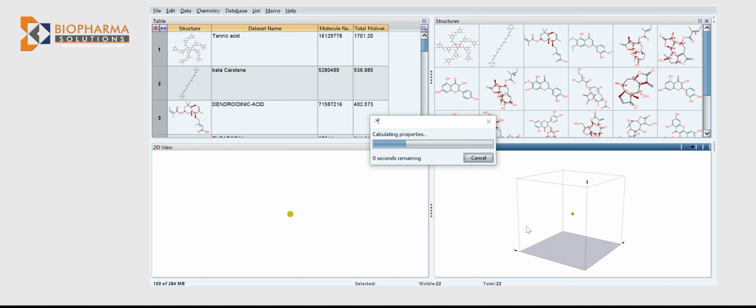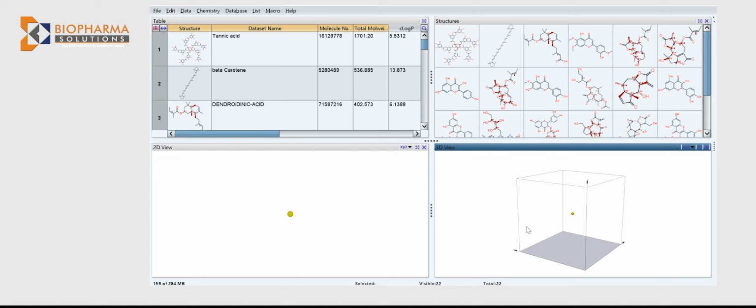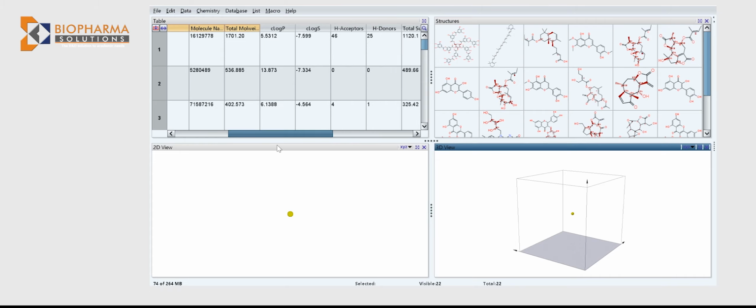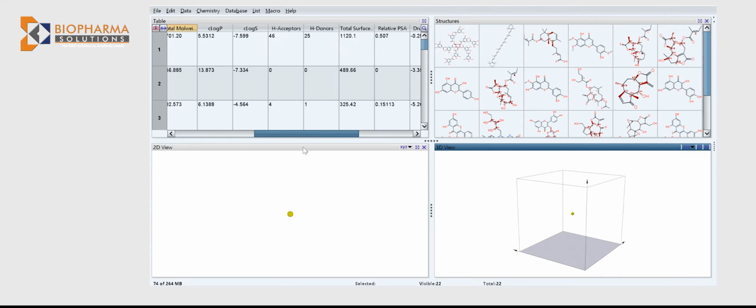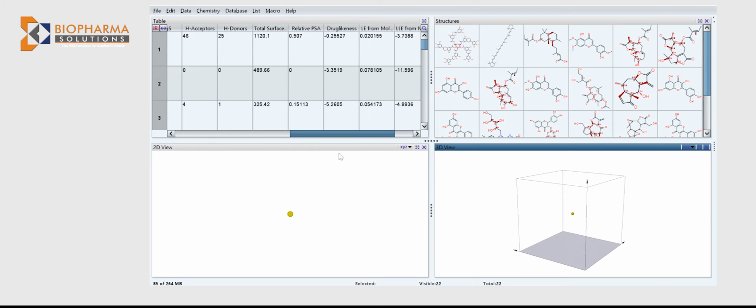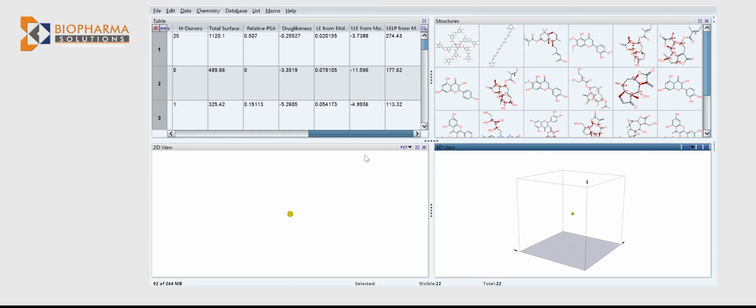In a few seconds, these properties will be generated and properly kept here. So you are seeing at present C log P, C log S, hydrogen bonding acceptor, hydrogen bonding donor, relative polar surface area, drug likeness, ligand efficiency, lipophilic ligand efficiency, and lipophilic ligand efficiency lipophilic price.